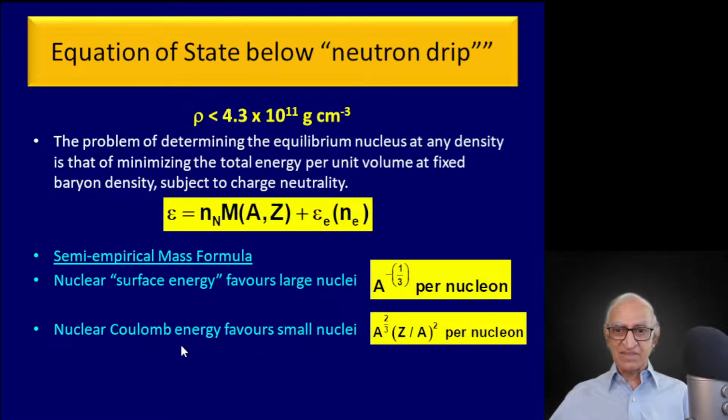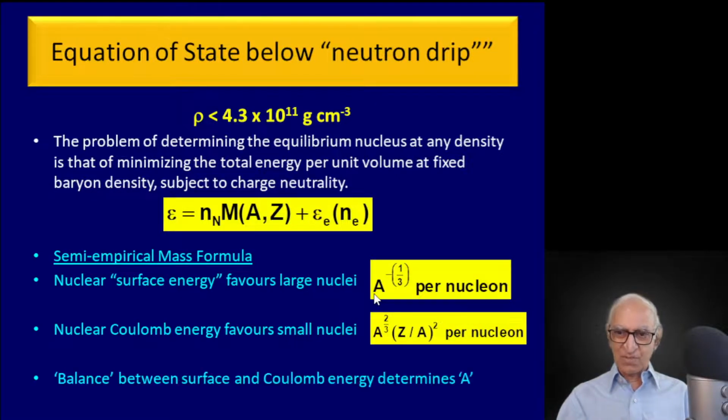And the volume energy is proportional to A to the power 2/3 multiplied by (Z over A) whole square per nucleon. So you see here A comes in the denominator. Here A comes in the numerator. Z over A for most nuclei is half, so that is 1/4. So essentially you're comparing A to the power minus 1/3 with A to the power 2/3. So proton repulsive energy favors small nuclei, surface tension prefers large nuclei.